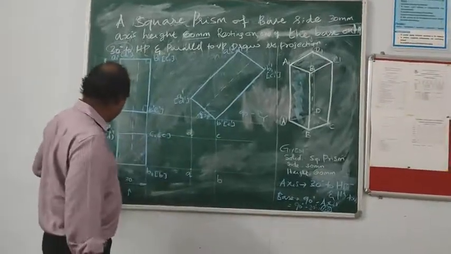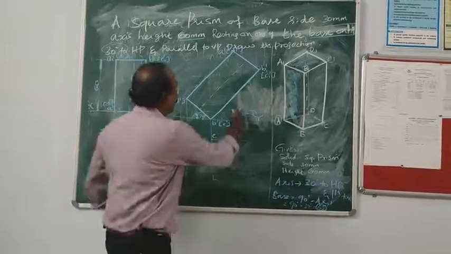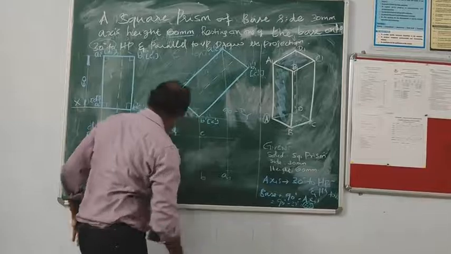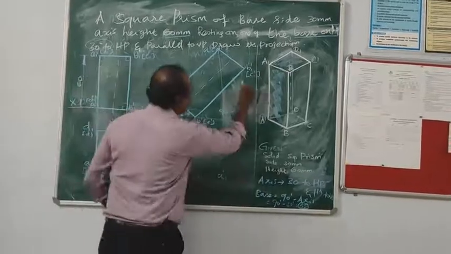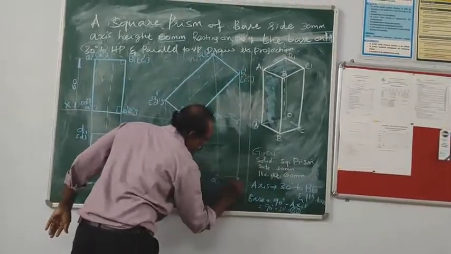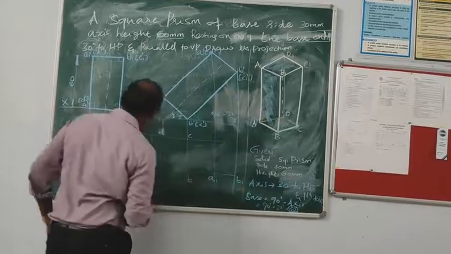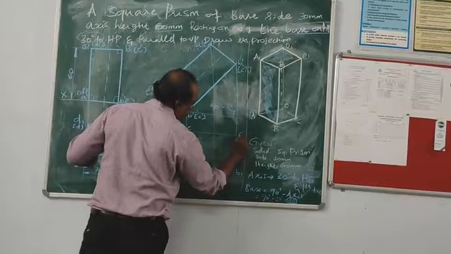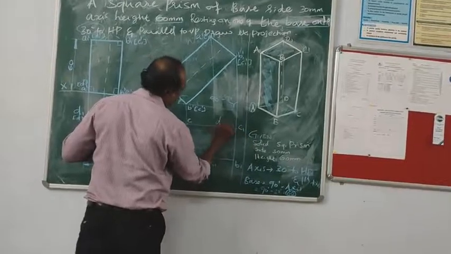Then A1 is projected here. Here A1 is projected here. The intersection point is A1. Here B1. This is B1. This is C1.